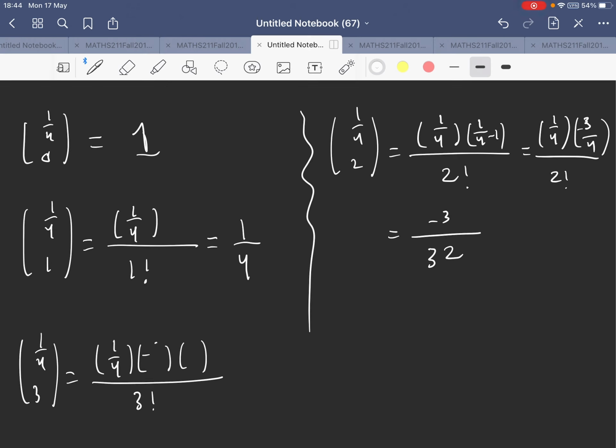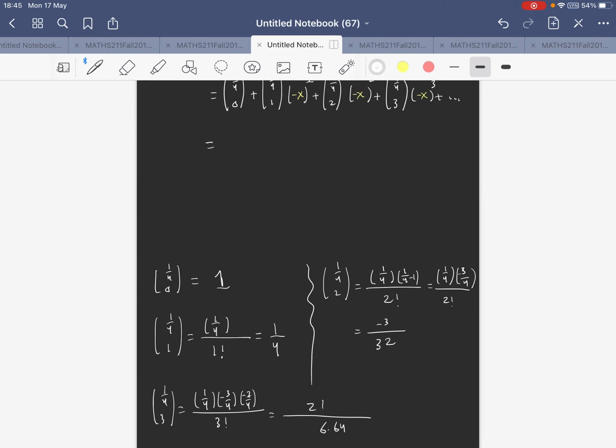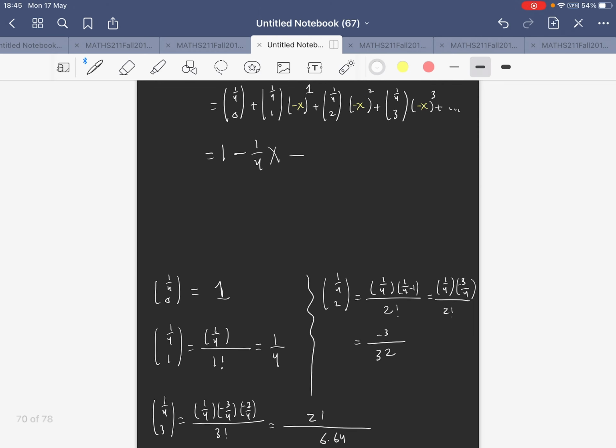1 over 4, negative 3 over 4, and then if we take 1, this is 7 over 4. So here 6, and then 64, and then this is 21. We take those numbers and we plug them here. So this is 1 plus or minus 1 over 4x, and then this one will be negative 3 over 2, 32 x squared, and this will be negative 21 over 6 times 64 x cubed, and so on.